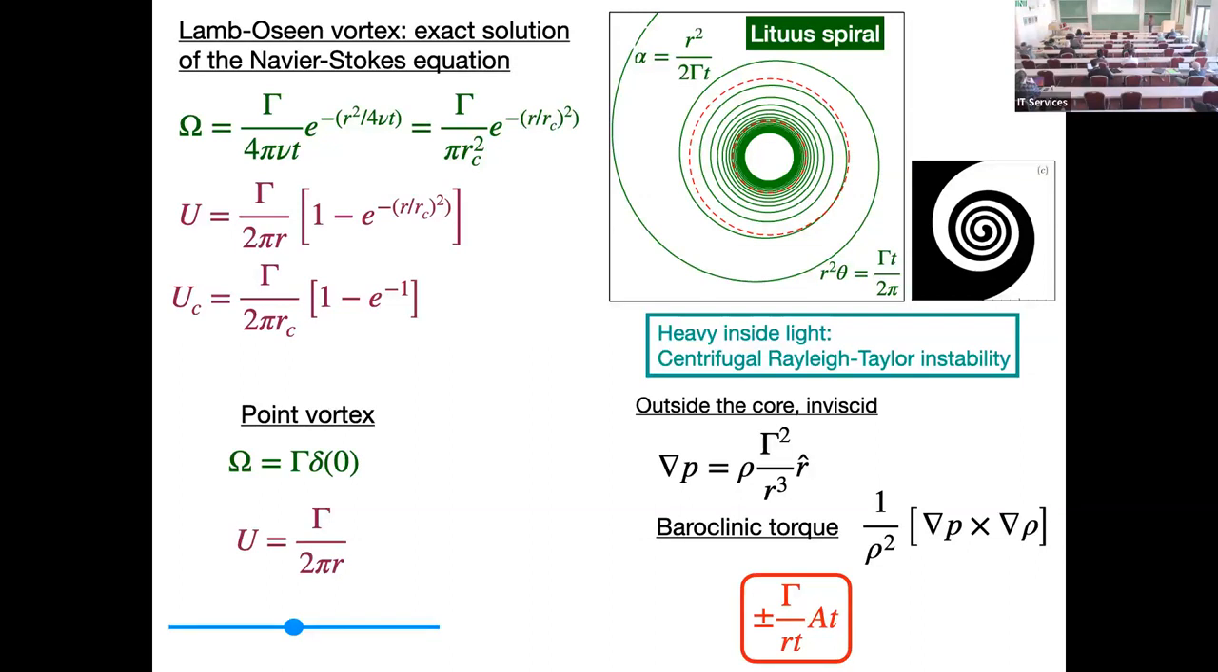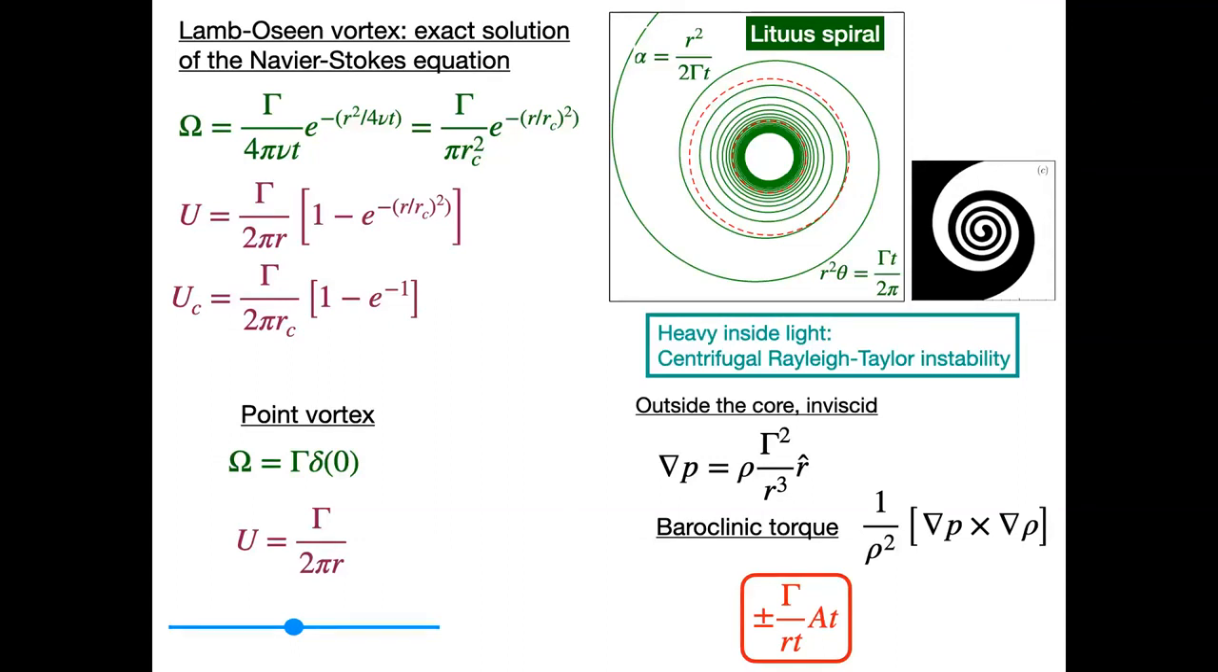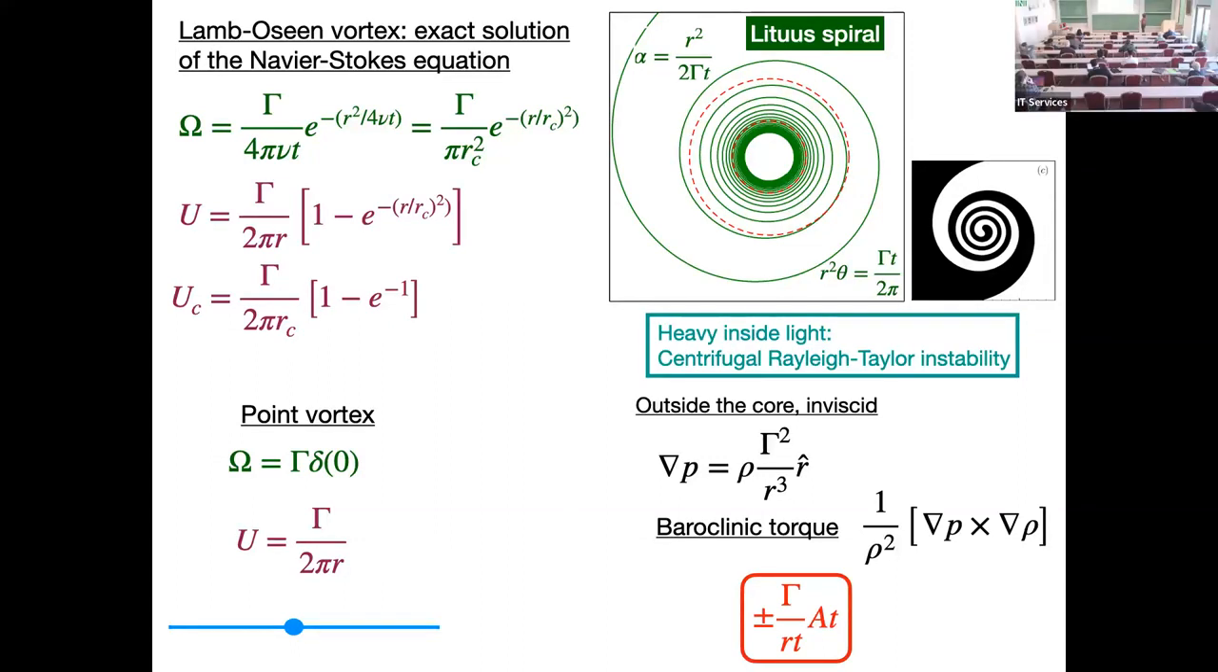Here you'll get an instability because heavy is inside light. So at every alternate arm, you're going to get instability, which is basically the centrifugal Rayleigh-Taylor instability. Now the interesting thing is that there is baroclinic torque created and this capillary torque created.